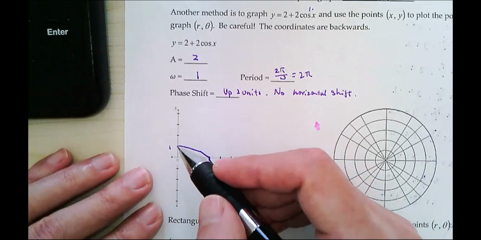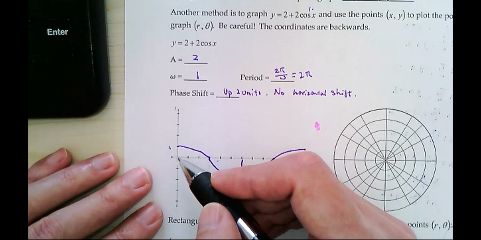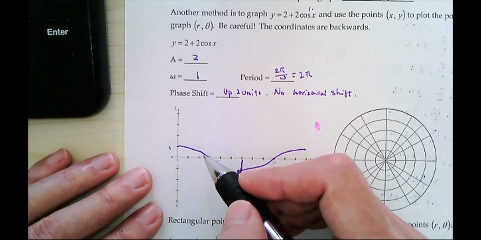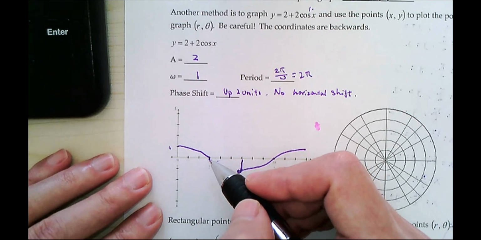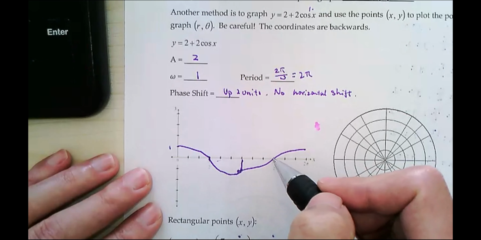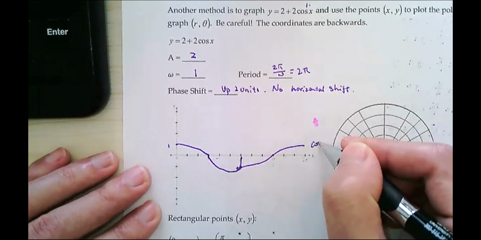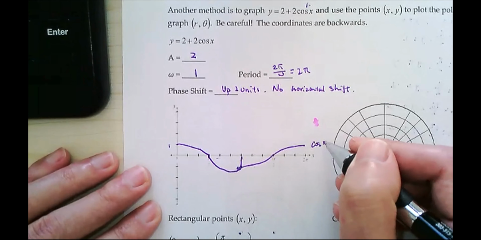But I hope you understand this starts from 1, when x is 0, y is 1, then it decreased to 0, then it decreased to -1, then it increased to 0, then it increased to 1. This is cosine x, okay?